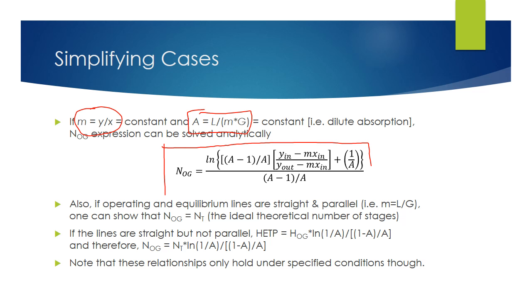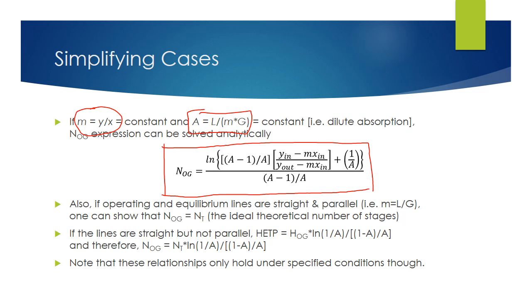In dilute systems, it's common to have a constant value of m, so it's common to be able to use this expression. You should be familiar and comfortable with it, but that's the way to get the number of transfer units based on what's happening in the gas phase, so based on the rate of mass transfer in the gas phase. Some things to keep in mind: you actually can relate the number of transfer units to the ideal number of theoretical stages under certain situations.